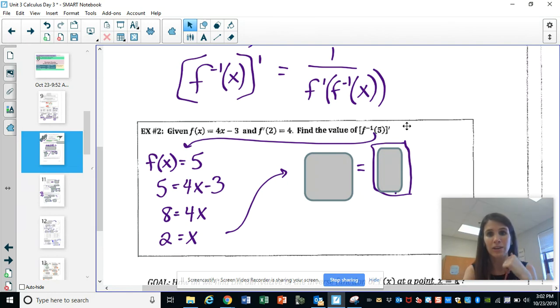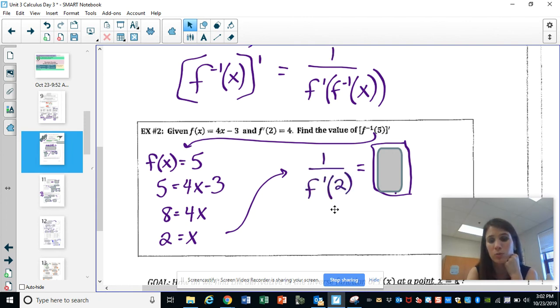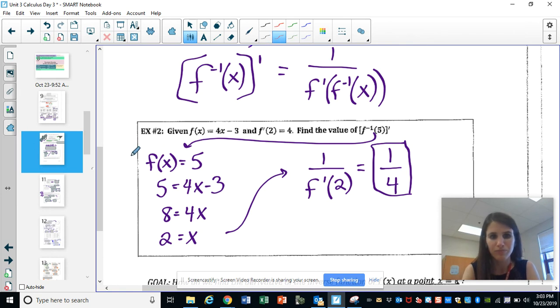So now we're going to go back and plug that in, take 1 over the derivative at that number, 2. And f prime of 2, we know from the original problem, is equal to 4, so therefore our answer is 1/4. So there are two steps in that. The first step was we solved for the inside: what is the inverse of 5? We solved all the way down for our x, so this is the whole first step. Then our second step was we just plugged that into 1 over the derivative of that number. That's it, 2 steps.